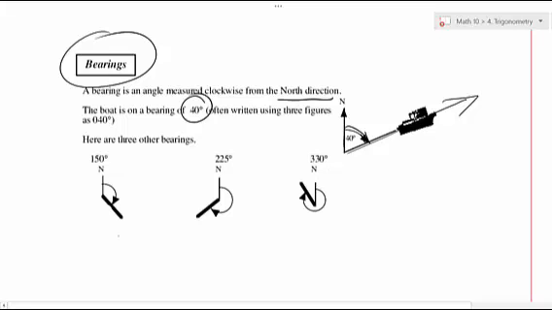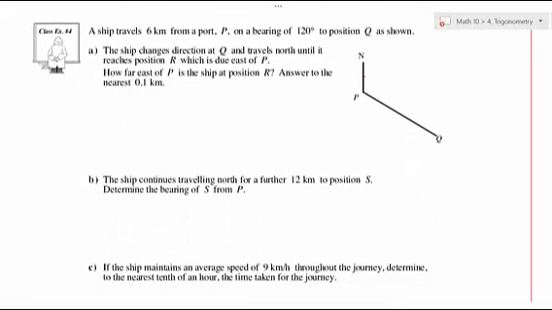So this one we see here, that's 150 degrees. We can have a bearing of 225, so they're going this way. So that one is 225 degrees. And here they can almost go all the way to 360, and so this is a 330 degree bearing right here. So we can use bearings now to do a word problem.